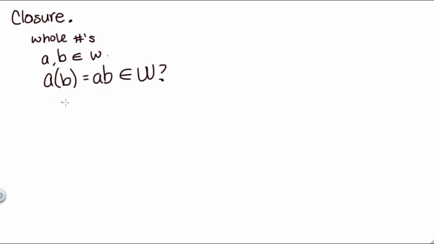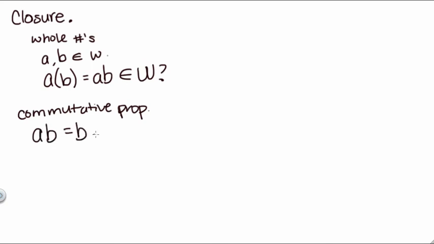The next thing that we're going to look at is the commutative property. For addition, we looked at it, and addition was commutative. So you could change the order, and it would yield the same sum. For multiplication, it holds as well. So we could multiply A times B, and it's the same thing as doing B times A. So multiplication is commutative.